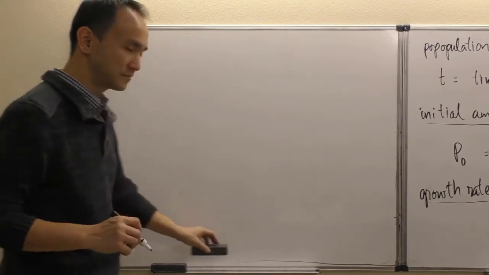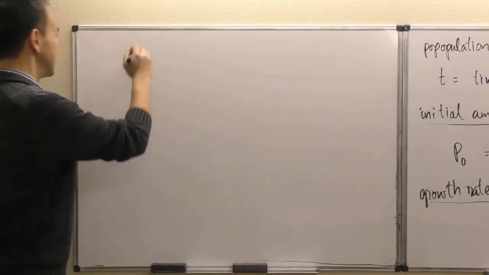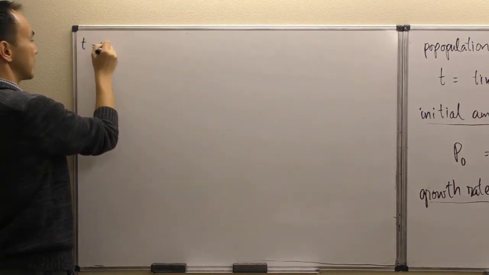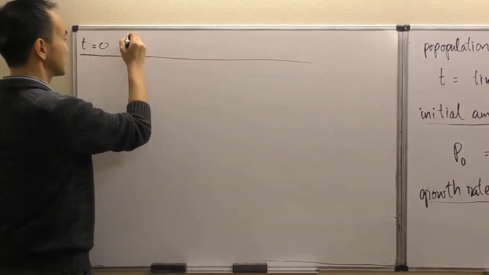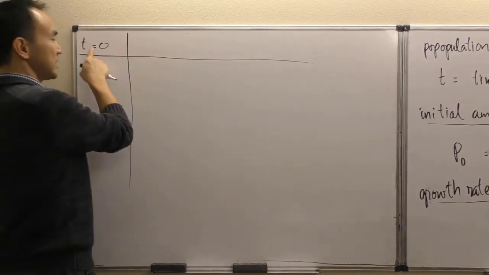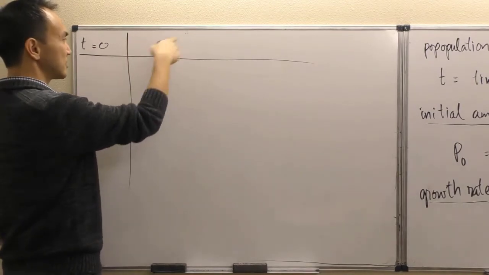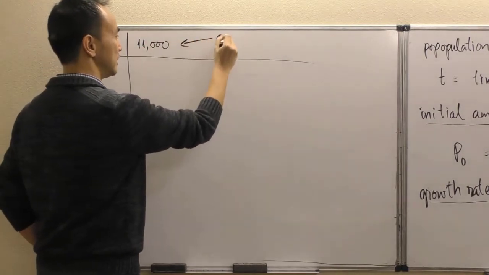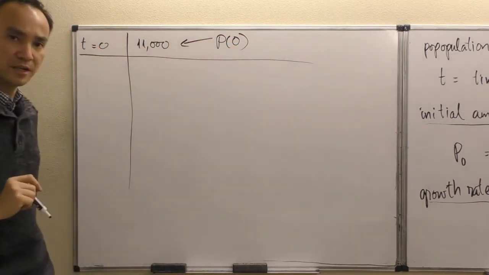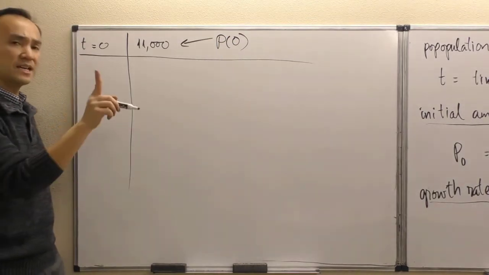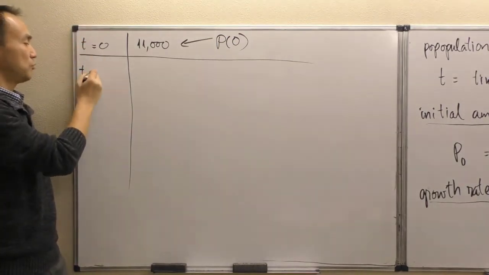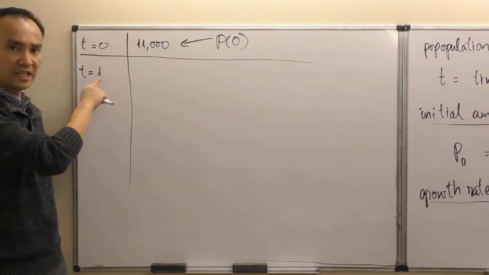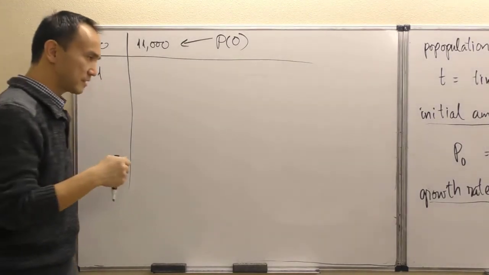Now, very similar to problem number 1. Initial amount, or when t equals 0, the table can get a little more organized. When t equals 0, this is initial time, we knew that we got 11,000, and this is clearly P of 0, the population at initial time. Now 1 hour later, t is measured in hours, so t equals 1.